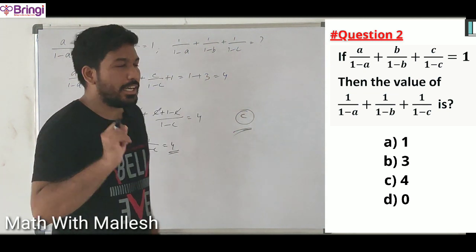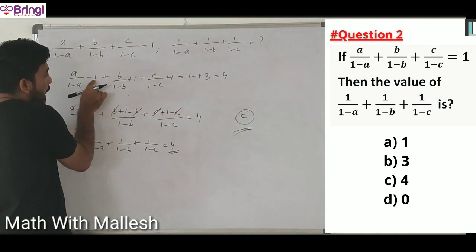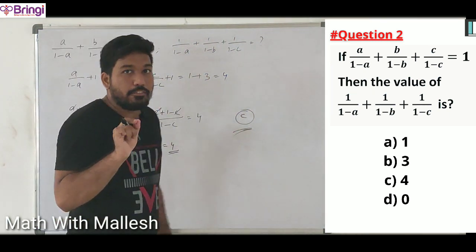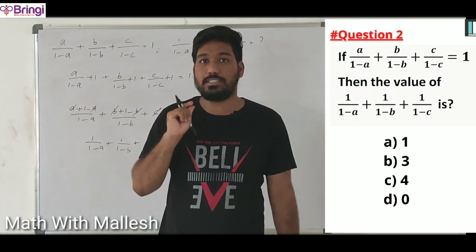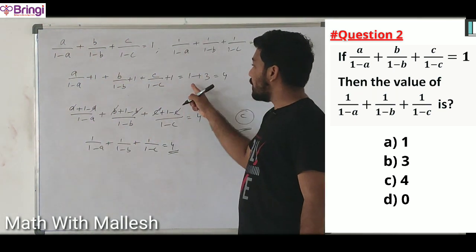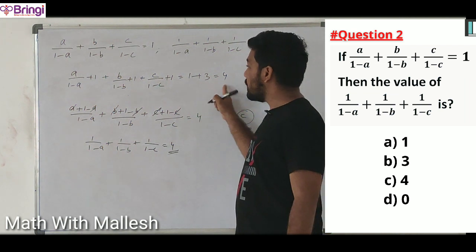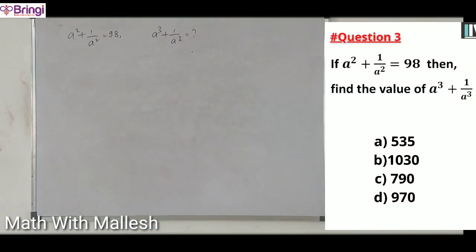So here the student has to understand the concept of adding 1 to each and every term on the right hand side and left hand side also. And moving on to the right hand side, we have a value of 1, and 1 plus 3 is going to be 4.